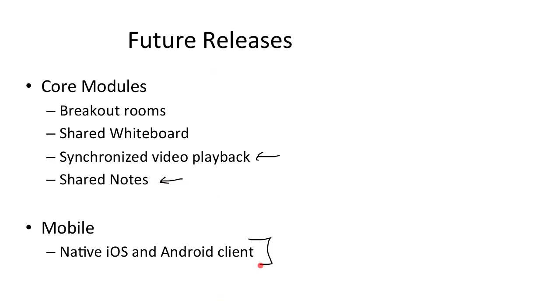And then the mobile side as well, native iOS client. And if we do it, we can probably do a native Android client as well. Right now, we're looking at using Adobe's tools for Adobe AIR to cross-compile for Android and iOS native applications. And it actually works really well.